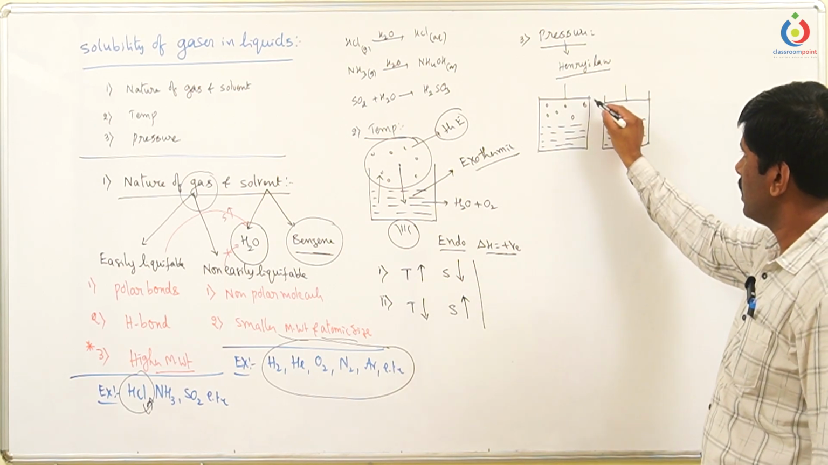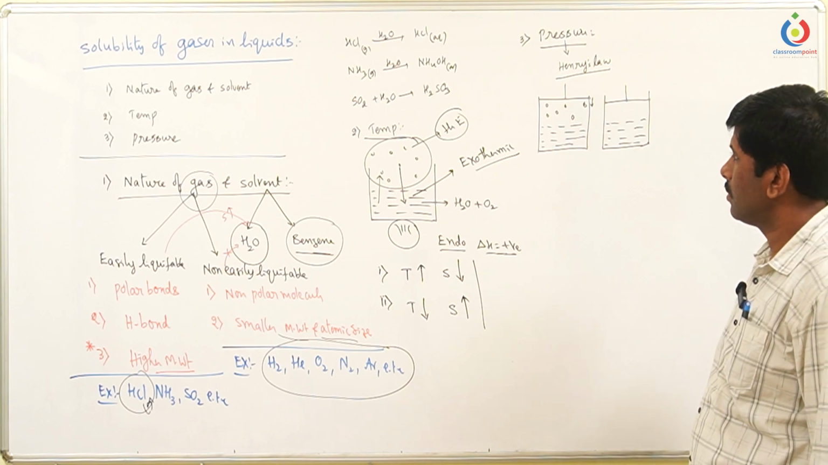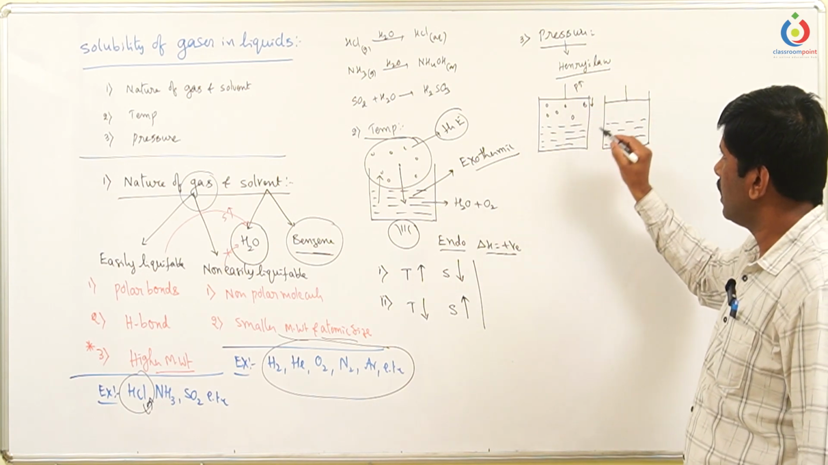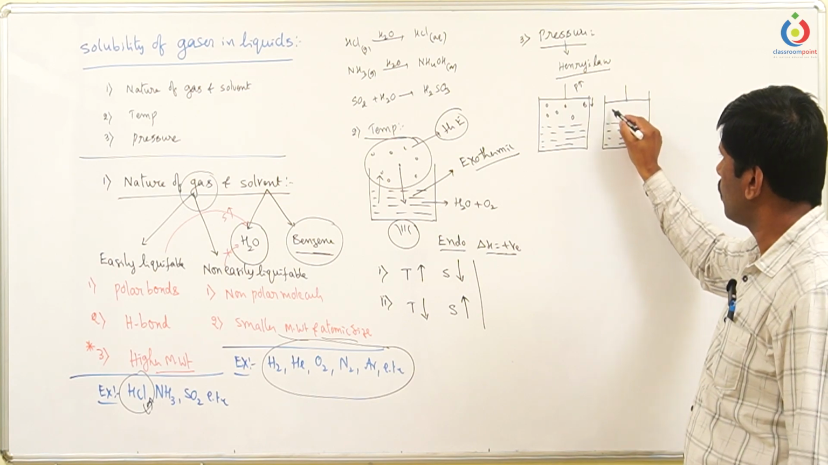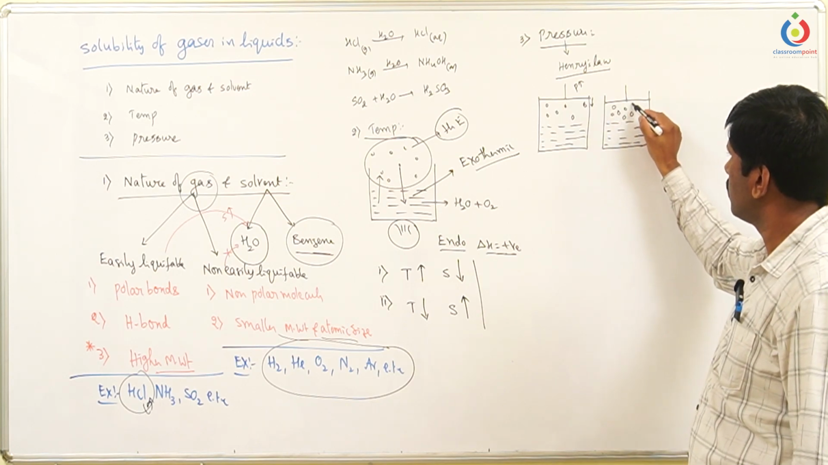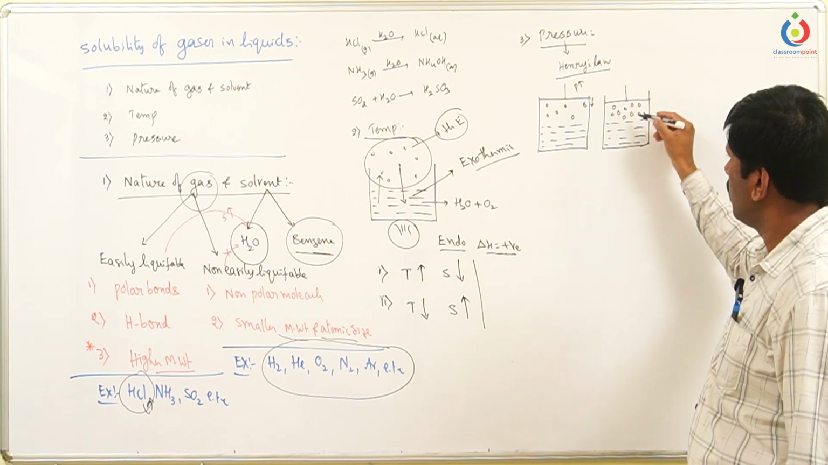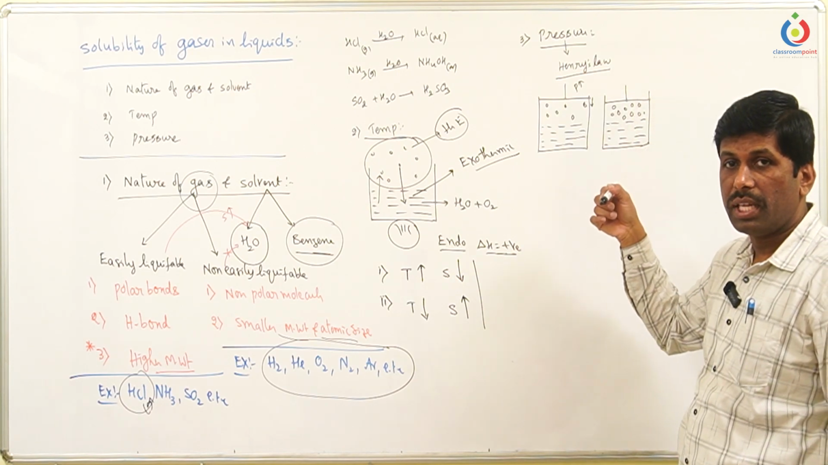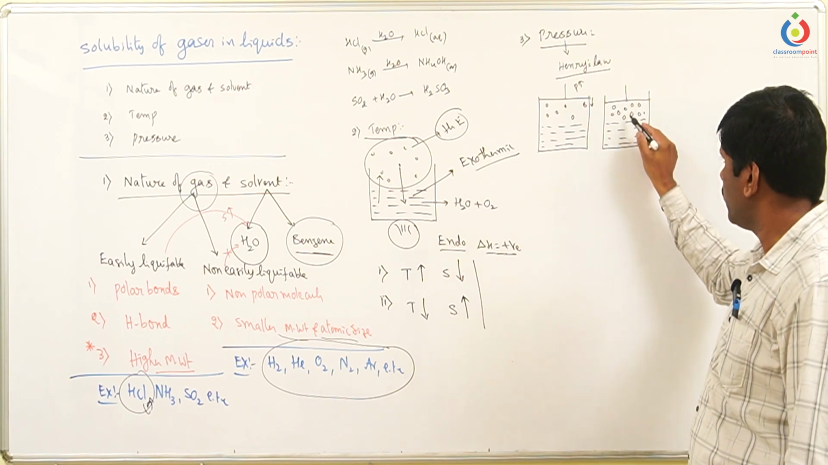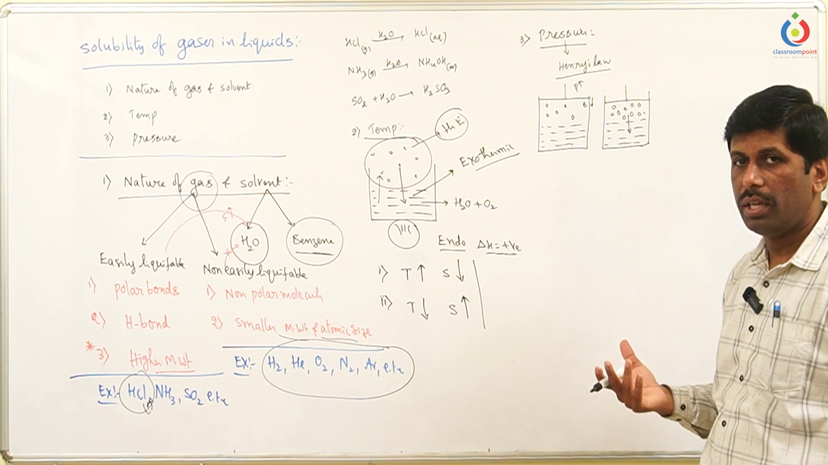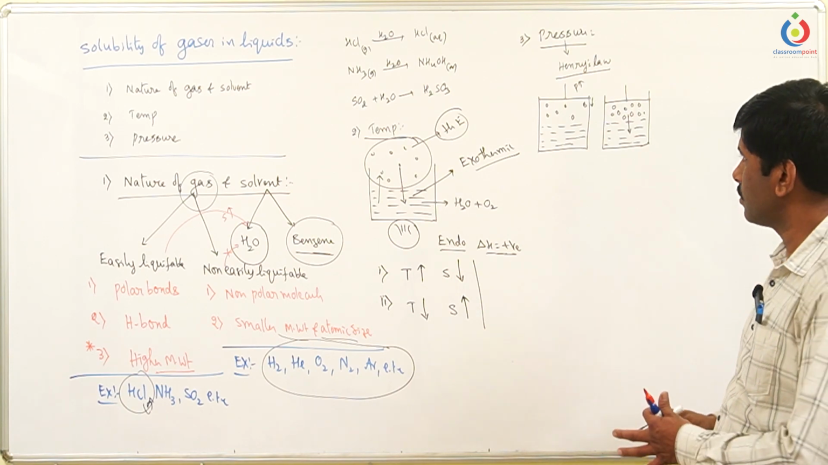So when the piston is moved from here to here, that means when you are applying the pressure, initially the gas molecules come close to each other. Again, when you apply the pressure, when there is no chance for the gas molecules to escape, when they have only one chance to dissolve into the water, then automatically their solubility increases.